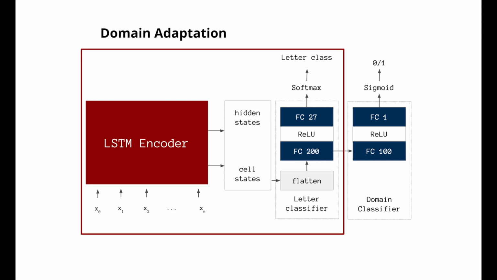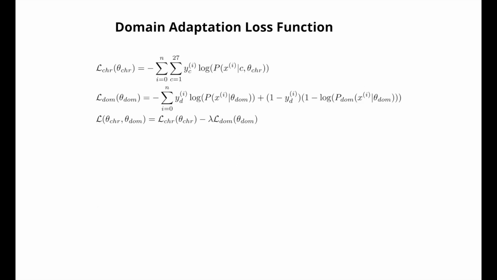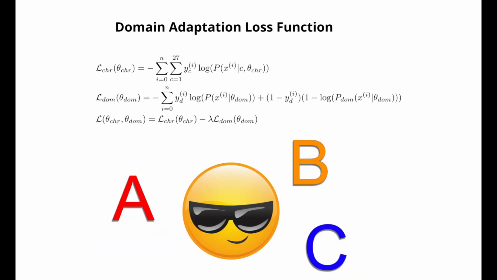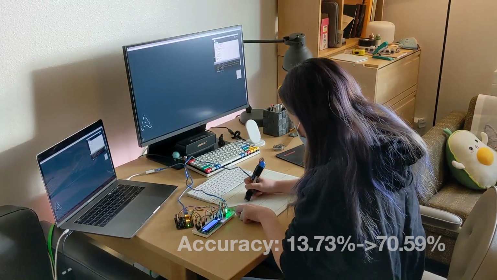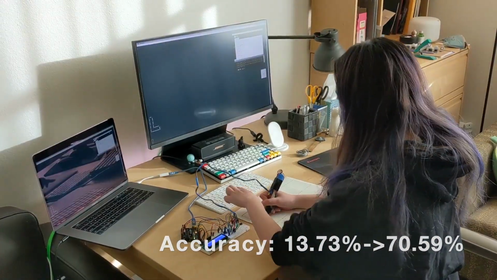We use the original LSTM model as the feature extractor and the letter classifier. Then we build a domain classifier that determines whether the input is from the new user. Finally, we use the adversarial training strategy that forces the feature embedding distribution to be indistinguishable among the users, but distinguishable among character labels. This strategy improved the new user data classification accuracy from around 13% to 17%.